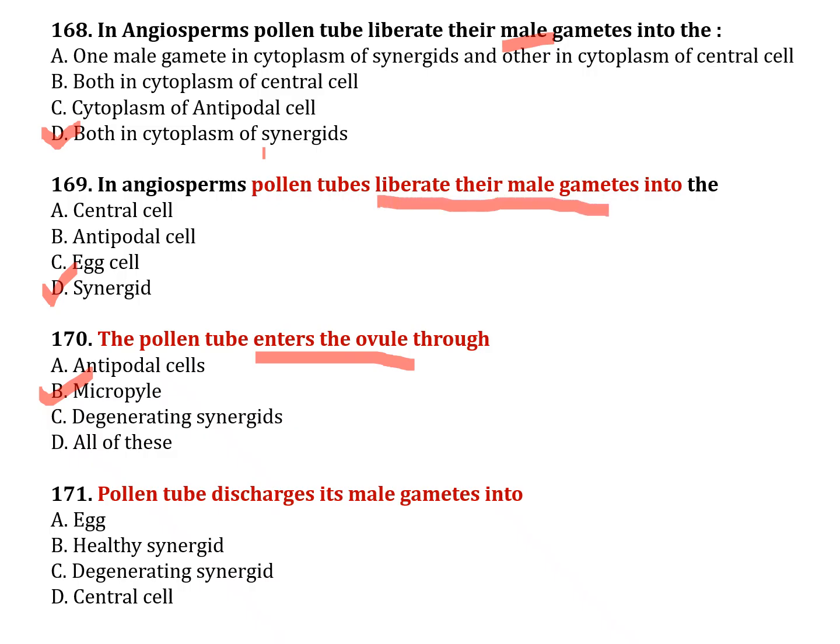The next question, number 171. Pollen tube discharges its male gametes into option A, egg, option B, healthy synergid, option C, degenerating synergid, option D, central cell. Correct answer is option C, degenerating synergid.